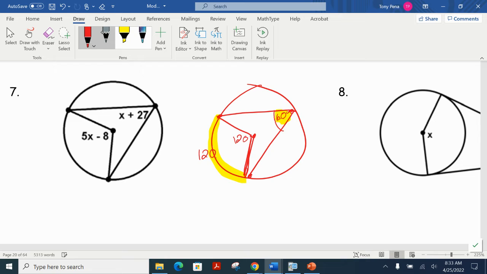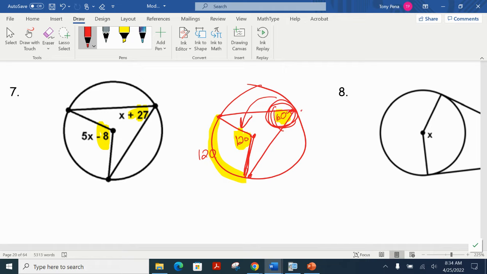120. So when we look at those two angles, this angle here, which is 120, and this angle here, which is 60, aren't those the two angles that we're looking at right here? Are those equal to each other? No, those are not equivalent. But what would we have to do to this angle right here to make it equivalent to that 120?